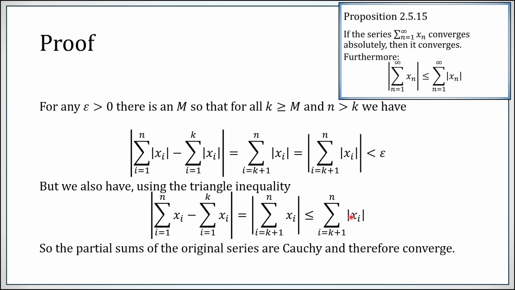So the partial sums of the original series are Cauchy, because what do we have here? We have the sum of the absolute values of xi, which is exactly what we've just established is less than epsilon. So the difference between these two partial sums of the original series is also less than epsilon, meaning the partial sums of the original series are Cauchy, and therefore they converge to something.